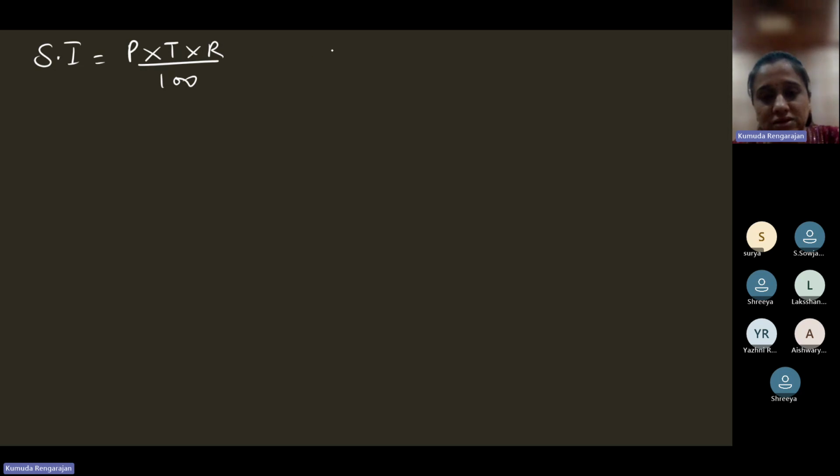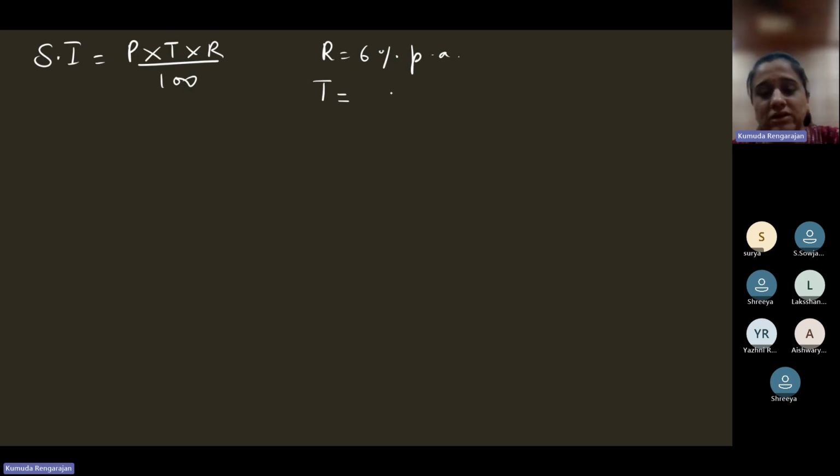Yes, children. So simple interest. How do we find simple interest? Simple interest is equal to principal into time into rate divided by 100. Rate is always given as a percentage per annum. So say rate is equal to 6% per annum, per annum meaning for a year. And time should always be substituted in years.